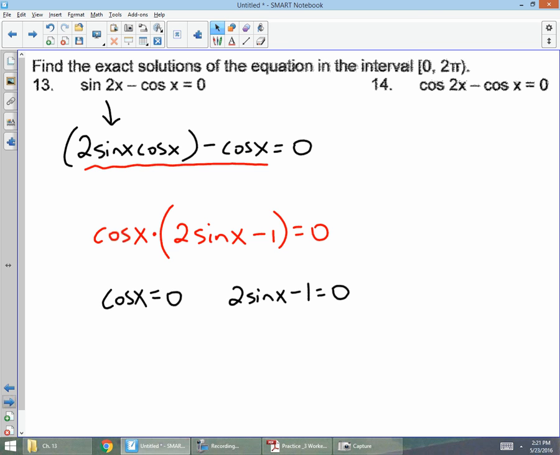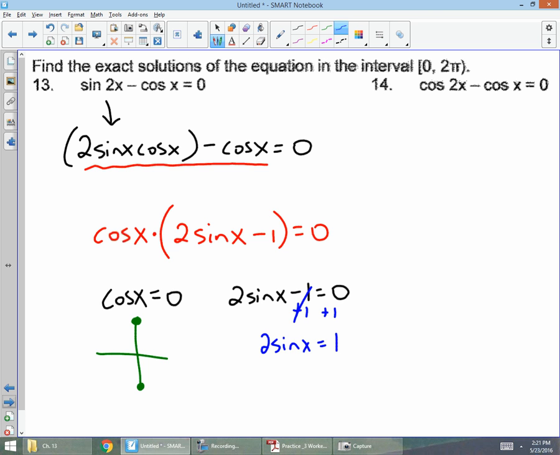So let's go ahead and solve. Well, the first part's already finished. Where is the cosine equal to 0? Right there. And right there, the x values are equal to 0. Over here, we're going to add 1. 2 sine of x equals 1. So the sine of x equals a half. Where is the sine of x a half? Right there. And right there.